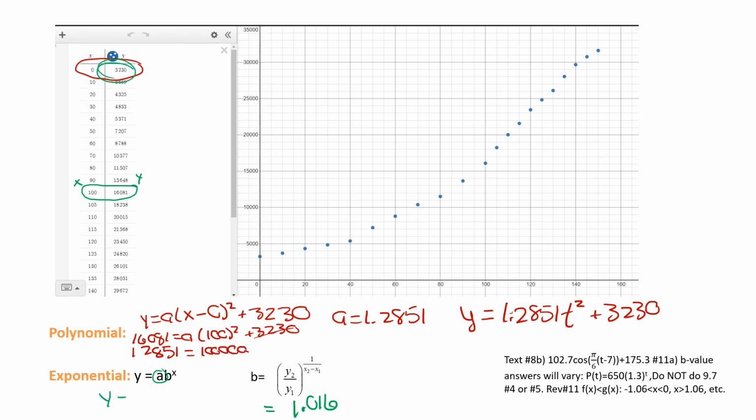And then again, you can go into Desmos and type this equation in and see if it's going to fit the data, because that's really what we're all about here, trying to make it match the data that we were given. 3,230. The base is 1.016 to the power of t. I used t before, so let me use t again, whatever variable you're using there. So that's two different equations for the same amount of data.